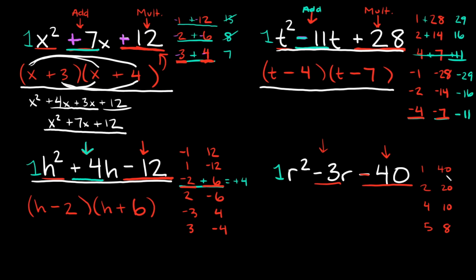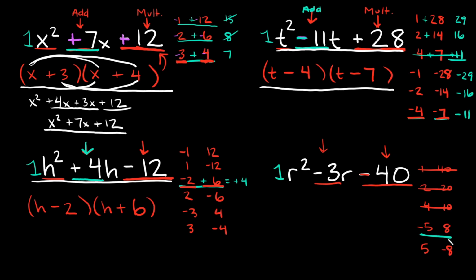So 1 and 40, there's no way I could add these up. Doesn't matter which one has a negative sign, there's no way I can add these up to get anywhere near just a difference of 3, right? Same thing for 2 and 20 and 4 and 10. But 5 and 8 right here, these have a difference of 3, okay? But remember, one of these numbers has to have a negative sign on it. So I'm either going to have it as negative 5 times 8 or positive 5 times negative 8.